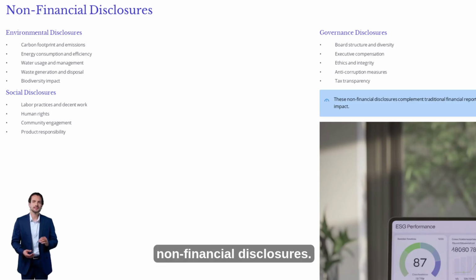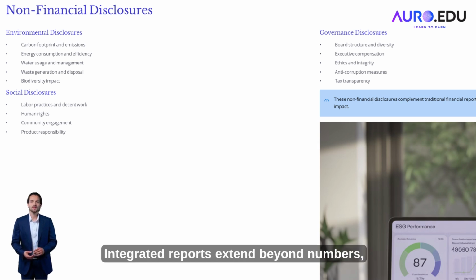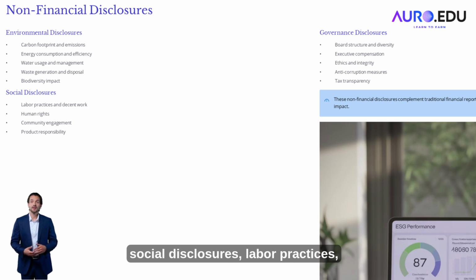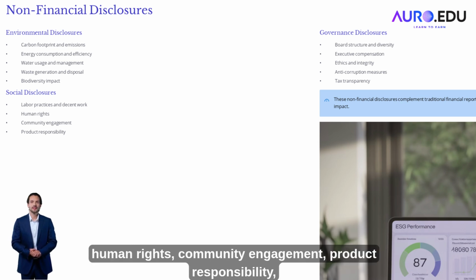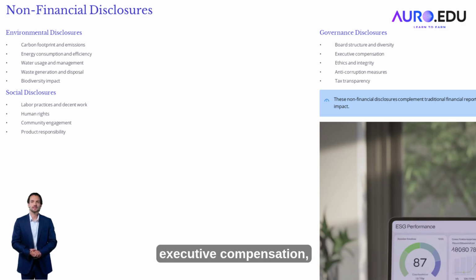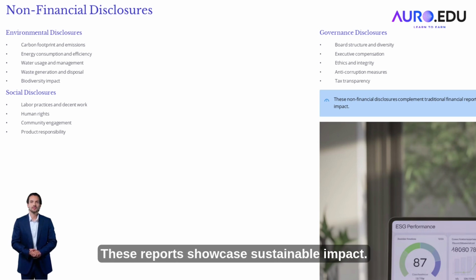Slide 18. Non-financial disclosures. Integrated reports extend beyond numbers, encompassing environmental disclosures: carbon footprint, energy, water, waste, biodiversity; social disclosures: labor practices, human rights, community engagement, product responsibility; and governance disclosures: board diversity, executive compensation, ethics, anti-corruption, tax transparency. These reports showcase sustainable impact.